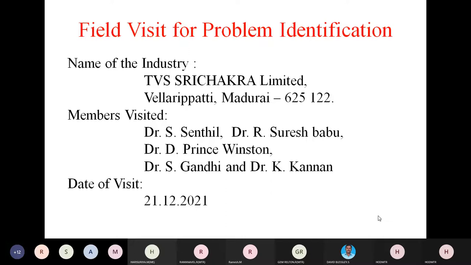The external members are well-experienced academicians from renowned education institutions in India, from inside Tamil Nadu as well as from outside Tamil Nadu, as well as well-experienced persons from industry. One of the well-experienced persons representing the industry in our academic council committee is Dr. A.N. Laxmanan. He is the general manager, R&D of TVS Sri Chakra Limited, Vellaripetti, Madurai 625122.